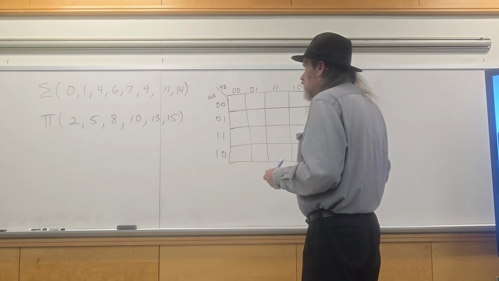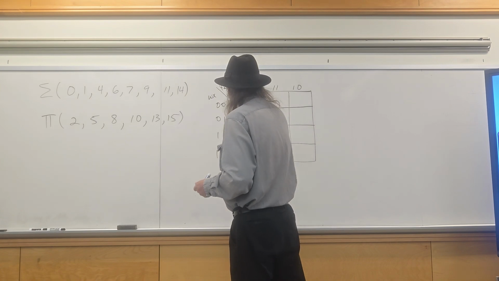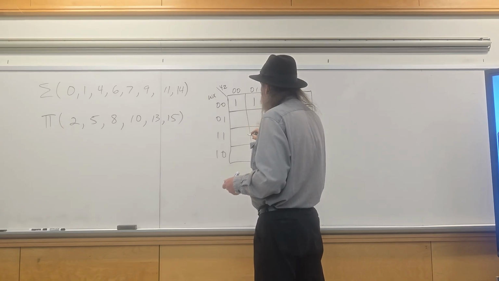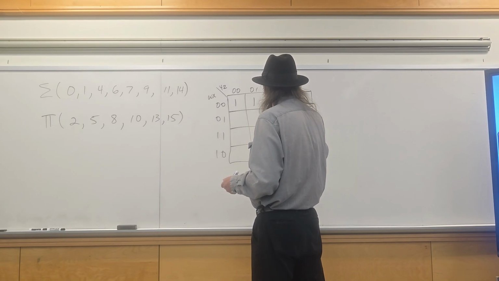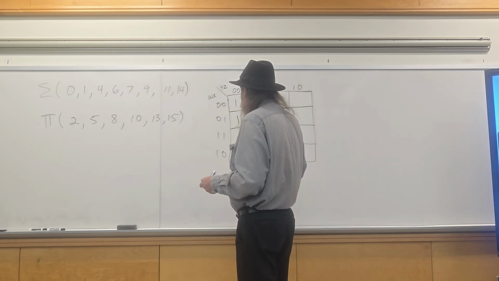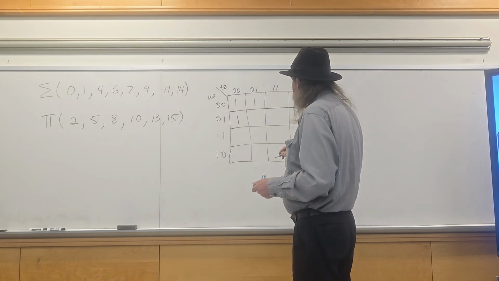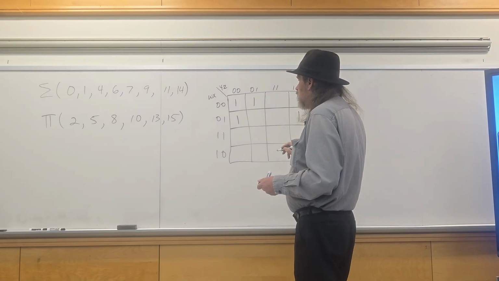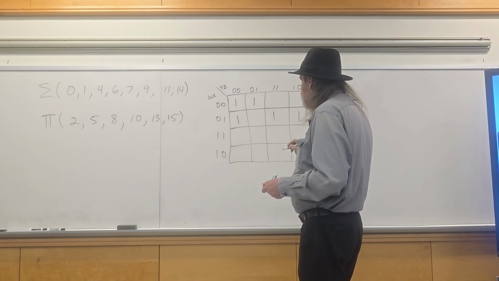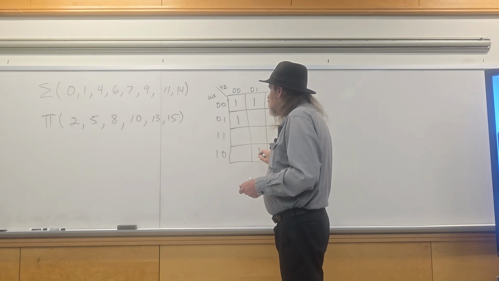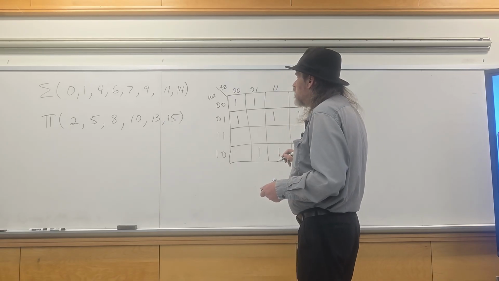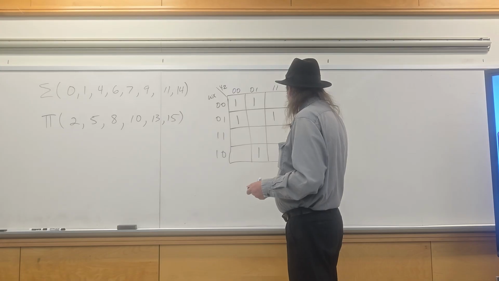Okay, so you have a 1 and the 0. 1 here. 4 would be 0, 1, 0, 0, right? 6 would be 0, 1, 1, 0. 7 would be 0, 1, 1, 1. 9 is 1, 0, 0, 1. 11 is 1, 0, 1, 1. And 14 is 1, 1, 1, 0.